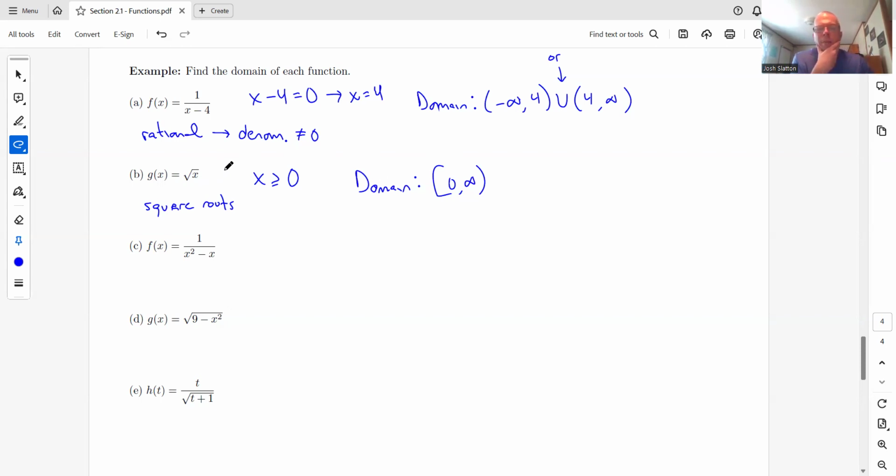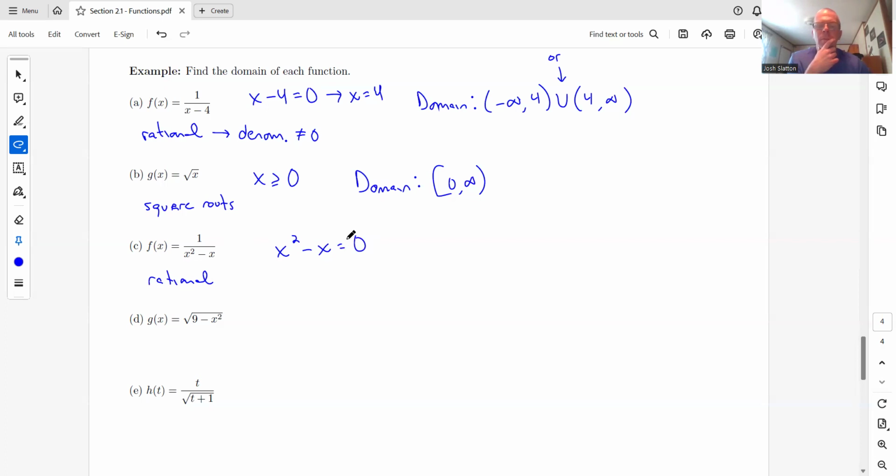So that is fine. So with square root, set whatever is under this radical greater than or equal to 0. And then you have to solve for x, and then the domain is whatever that inequality gives as the solution. So part C, here we have another rational. So we're going to set the denominator equal to 0 and solve for x.